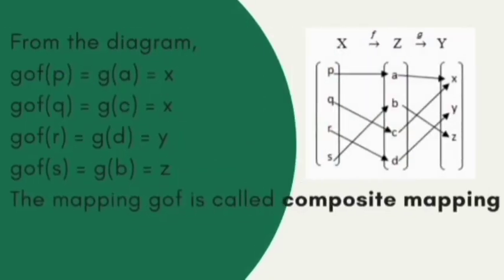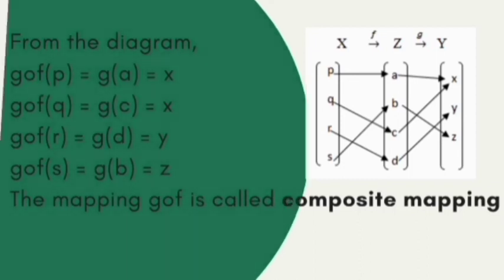Now this diagram perfectly explains that the mapping F takes an element in X and produces an image in Z, while the mapping G takes an element from Z and produces an image in Y. And that is the reason why it is called composite mapping. From the diagram, mapping F takes an element from domain X and produces an image in codomain Z. Also, mapping G takes an element from domain Z and produces an image in codomain Y.